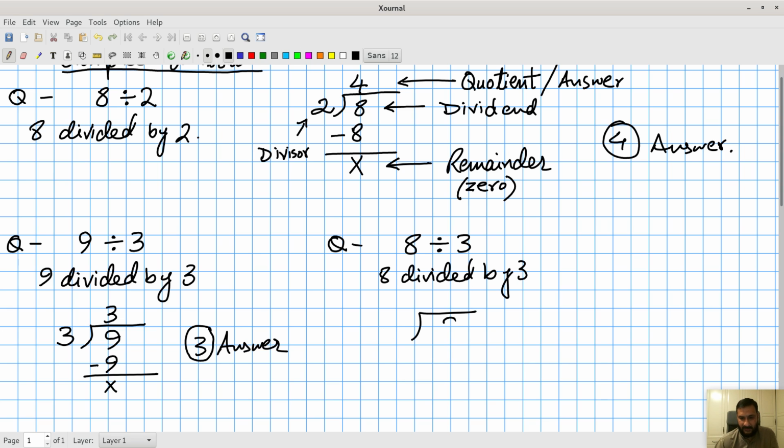We write 8 inside and we write 3 outside. And now we check if this number 8 is larger than or at least equal to 3, which is true. It is greater than 3. So the first check is passed. Now we check in 3's table, which is the divisor, what multiplier gives us the number closest to 8? Either equal to, or less than, never more than the number which is here.